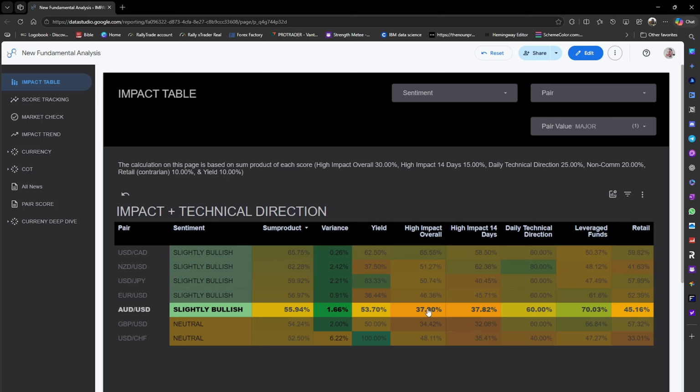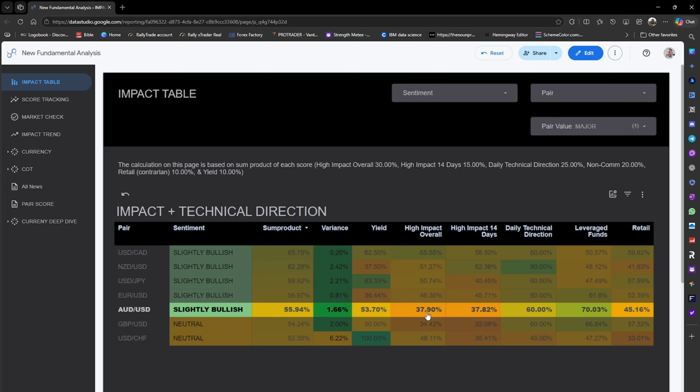The high impact data has much more flow into the US dollar than the Australian dollar, so it's bearish at 37%. The recent days are also leaning more into the dollar, but the technical direction still has a bullish view to it, meaning price is still above the 20 simple moving average.